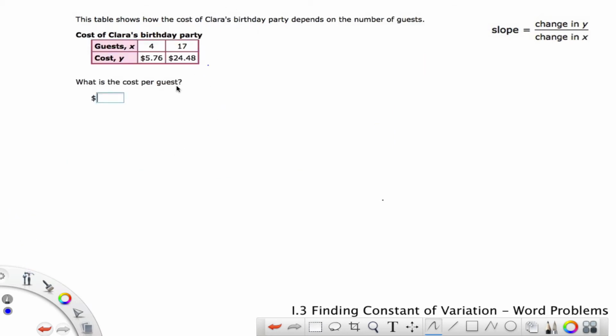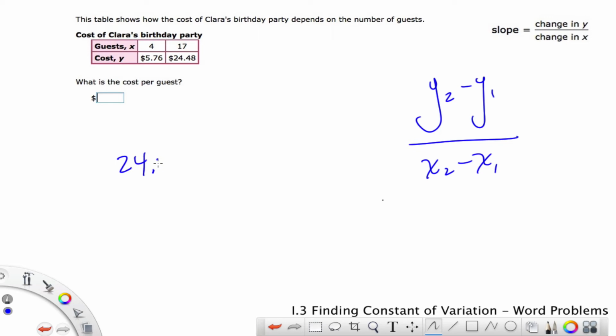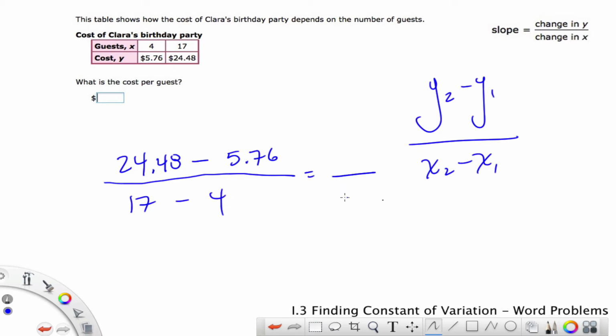All right, the cost of her birthday party depends on the number of guests. That makes perfect sense. By now you should have this one memorized. Y sub 2 minus y sub 1 and x sub 2 minus x sub 1. So we have 2448 minus 576 all over 17 minus 4. So 17 minus 4, you can do 13. So this one's a little bit harder.